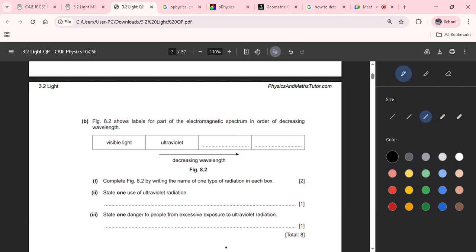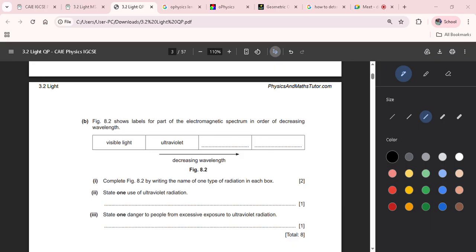After ultraviolet is X-rays, right? And then going to the right again is gamma rays, which is the highest frequency but the smallest wavelength. This is a very, very small wavelength, 10 to the power of minus 13 meter.